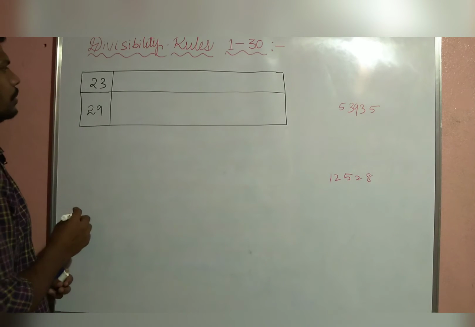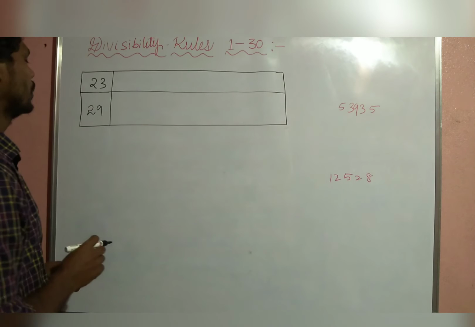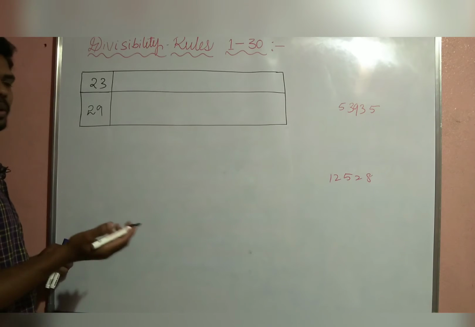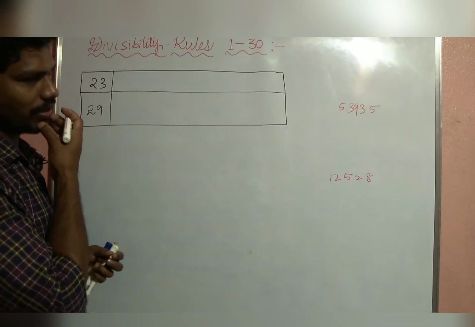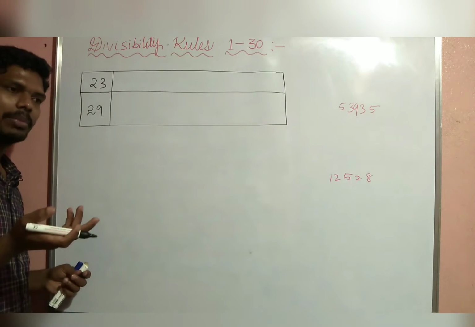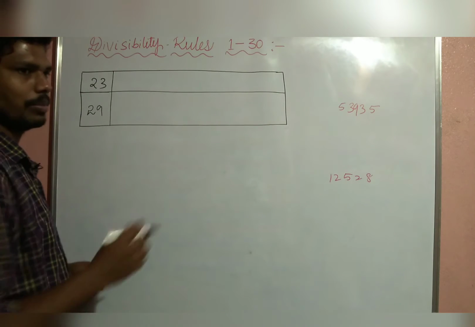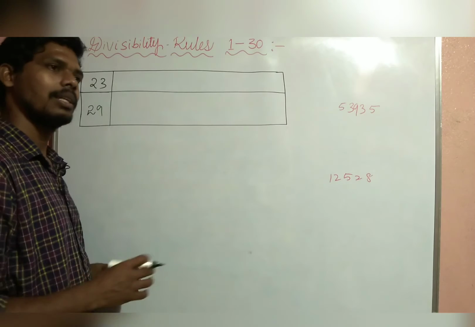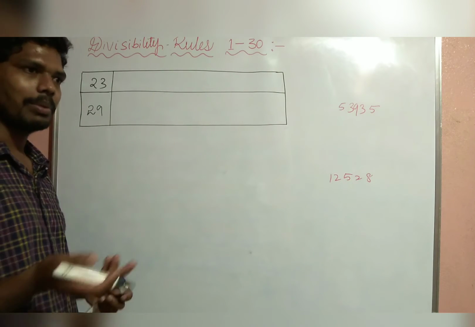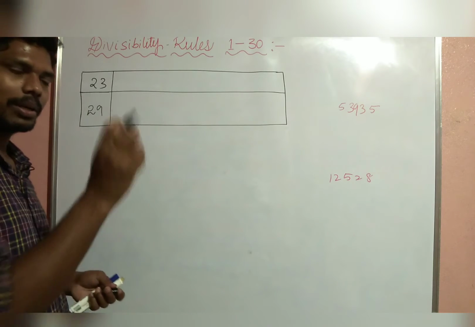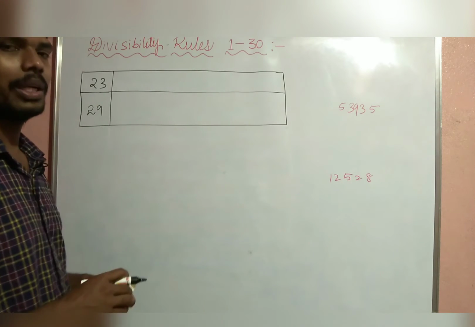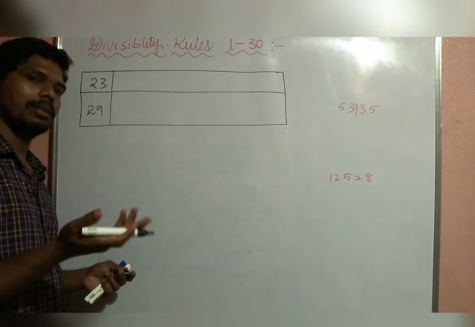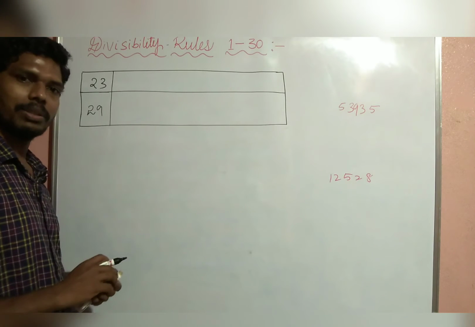Next, the divisibility rule of 23 and 29. Why do I come directly to 23? Because of the remaining numbers after 20: 20 has factors 4 and 5, so if a number is divisible by both 4 and 5, it is also divisible by 20. And 21 is 3 sevens, so if the number is divisible by both 3 and 7, it is also divisible by 21. Next, 22 is 11 times 2, so if the number is divisible by both 11 and 2, it is also divisible by 22.